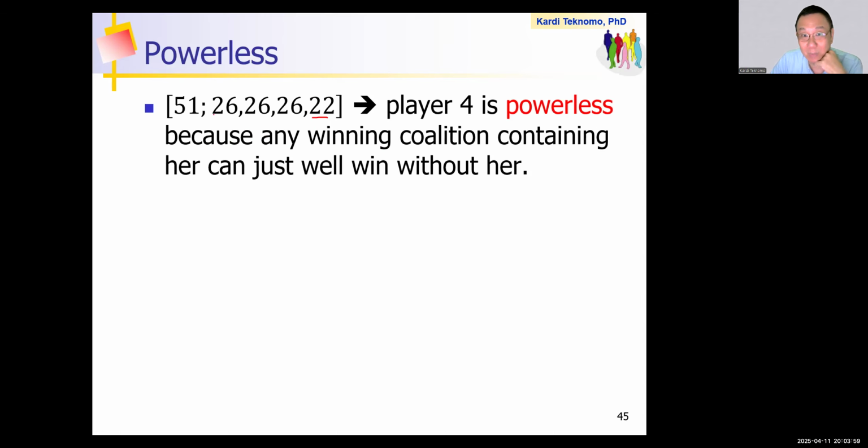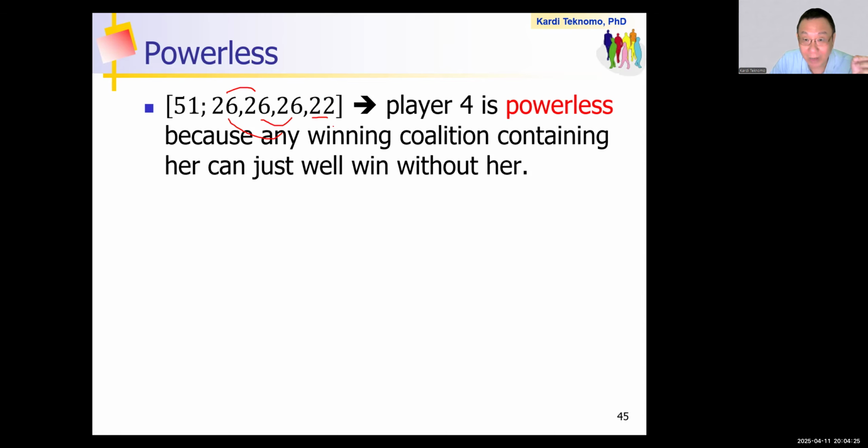Simply by computing. So if they make a coalition, say these two, or these two, or these two, without including the last player, they always win anyway. So the last player is powerless.